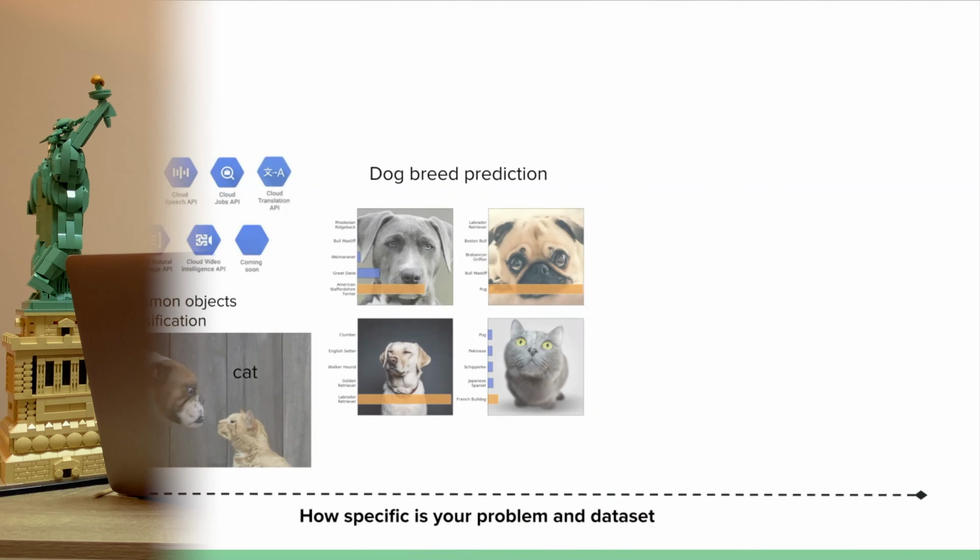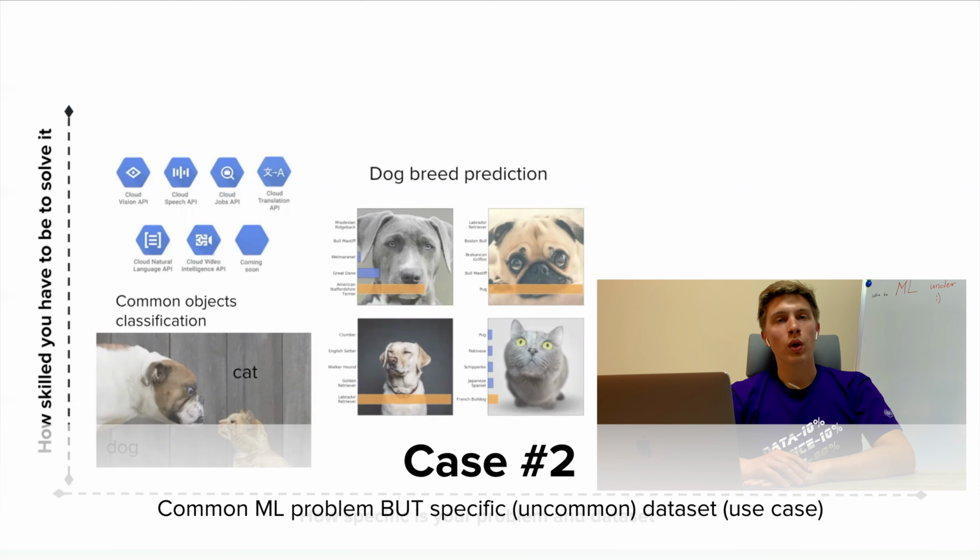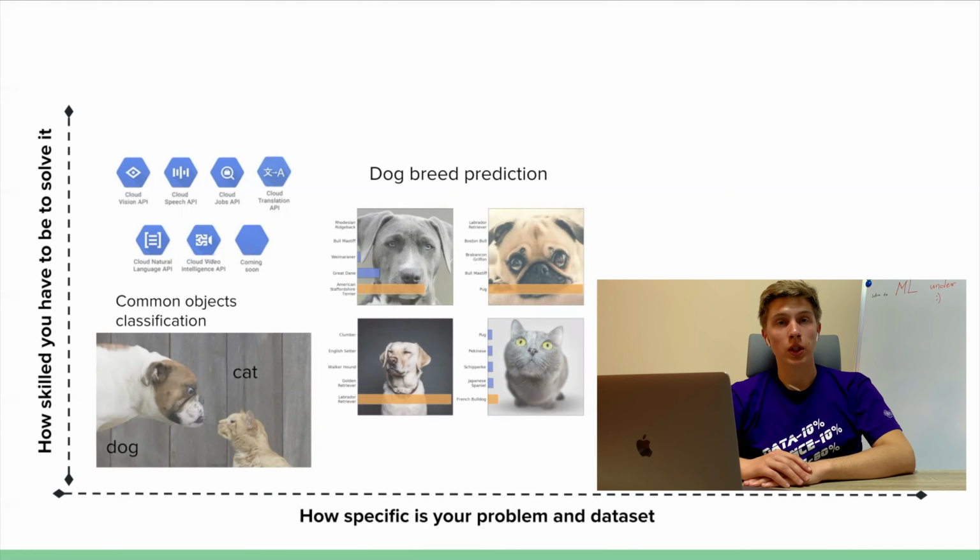But now, what if you still have a very simple problem of classification, but now your data is more specific? In this example, continuing with cats and dogs, what if you already classified that this is a cat and this is a dog, and now you would like to know the breed of the dogs that you just saw? So now it's still a classification problem.